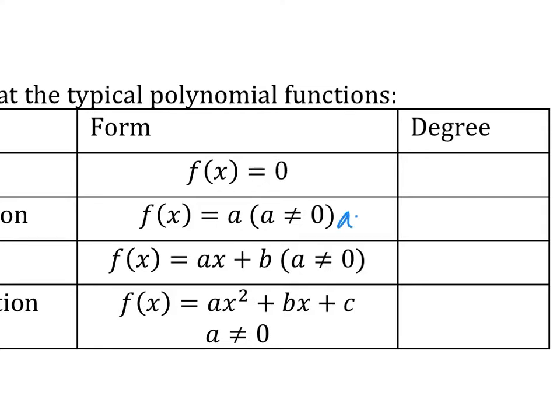Okay. So it's going to be x to the 0, right? That's the only way you can have an x in there but not see an x. x to the 0 is going to be 1, so then that's going to be a times 1. Okay, so the degree is 0.